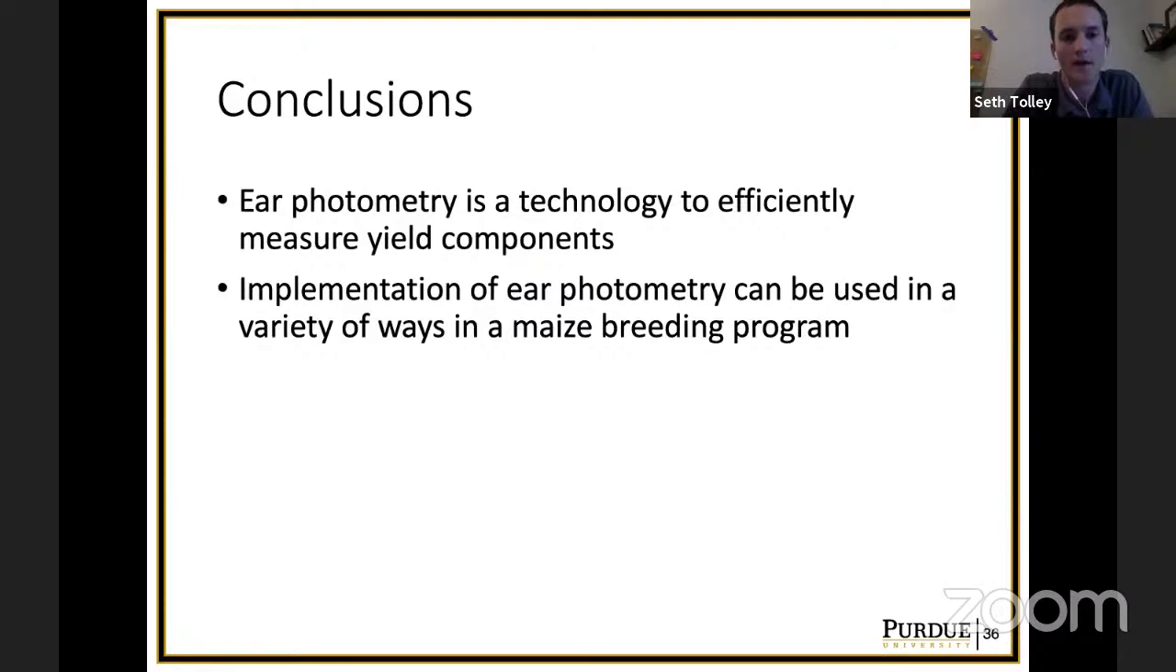So just to provide some very general conclusions from this work, we really believe that ear photometry is a technology that can be used to efficiently measure yield components. And we also believe that the implementation of ear photometry can be used in a variety of ways in maize breeding programs.